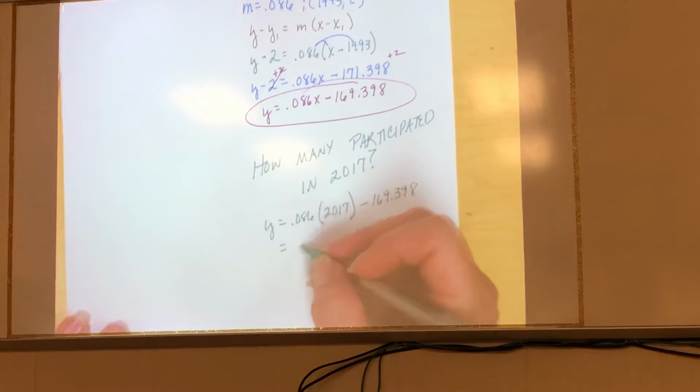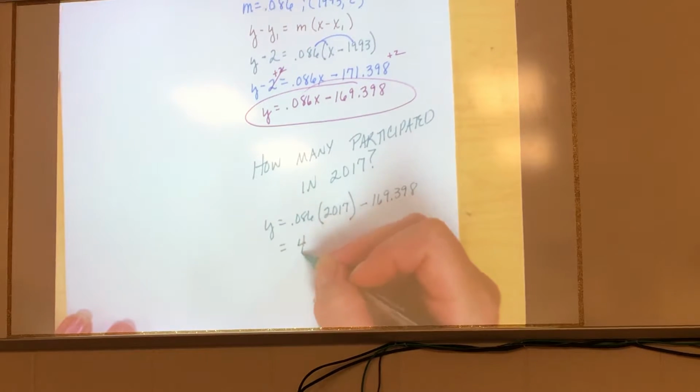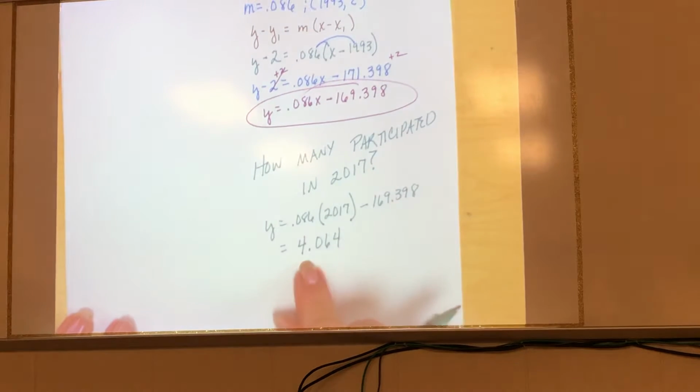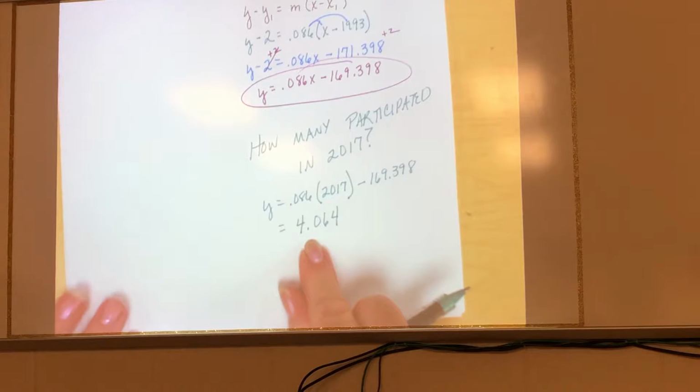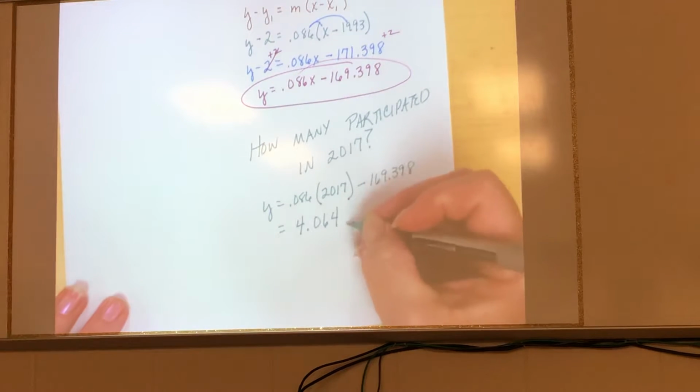4.064. Good answer? Million. Y'all, it's not 4.064 girls participated. No. First of all, 0.064, what does that mean? They're not a very good athlete, or just part of them showed up? No. It's a million.